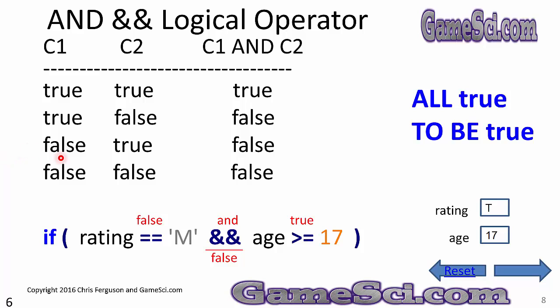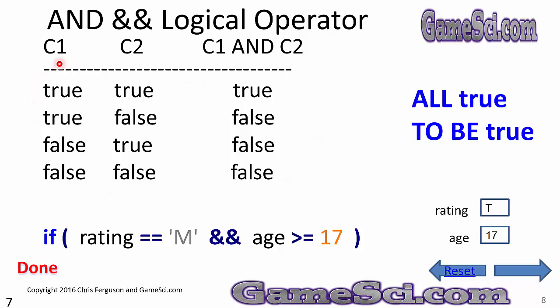Look at this line of the truth table. False for the left operand, true for the right operand. All true to be true means this has to be a false. So we're going to output a false on the and. So this if portion will not execute. It's going to skip past the if block in the code. So there you have it. That's the and logical operator, and this is the and truth table.